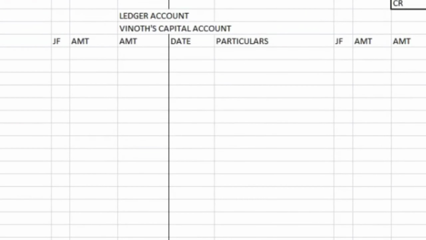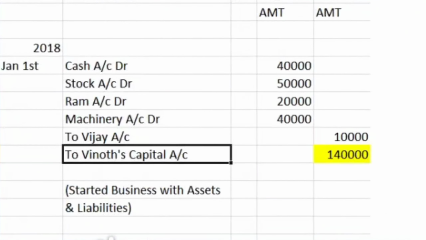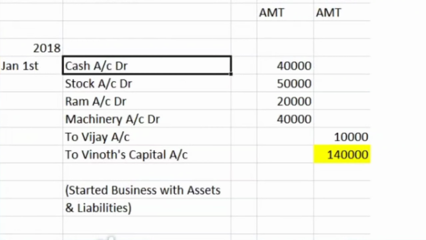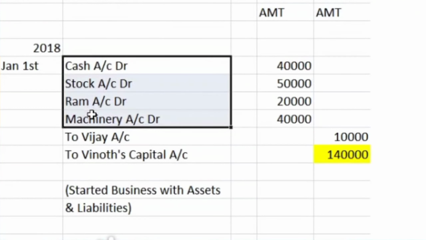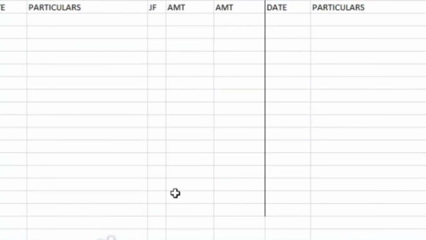So now we are going to take those journal entries and one by one post them into Vinod's capital account. It's very simple. Look into the journal entry and see where Vinod's capital account is. It's in the credit. So go to the credit side and write the opposite end accounts in the journal entry. So we have cash, stock, furniture and machinery. All four of them go to the credit side of Vinod's capital account because Vinod's capital account is in the credit. So come back to your ledger.